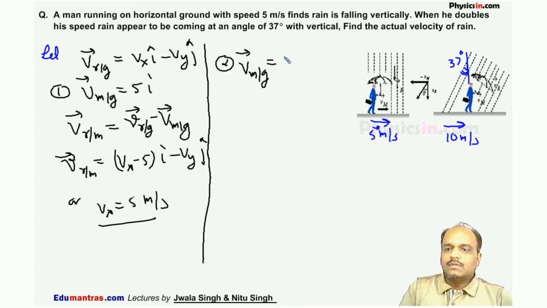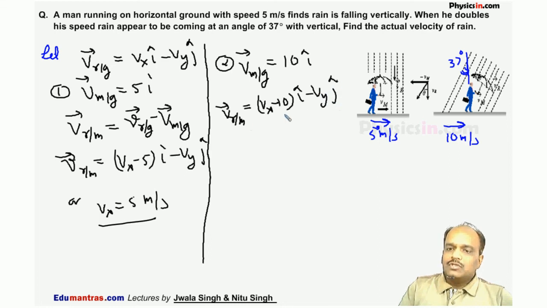It is equal to 10 i cap. And in this case, the velocity of rain with respect to man is again the velocity of rain with respect to ground minus the velocity of man with respect to ground. So it is equal to Vx minus 10 i cap minus Vy j cap. In this situation, the horizontal component of rain is like this and the vertical component is this. So we can say the rain appears to be falling like this.